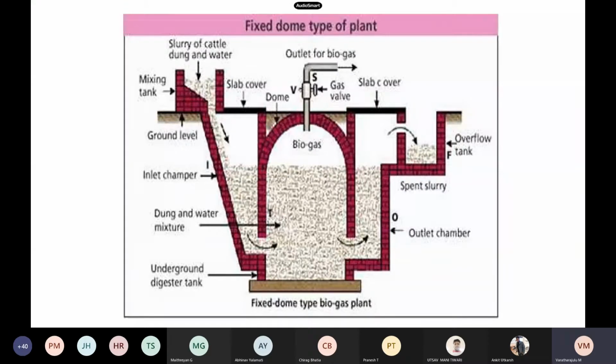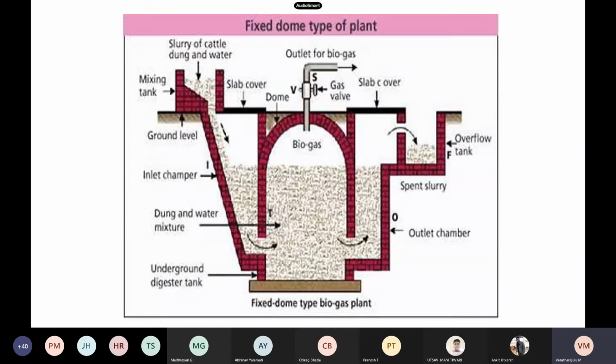See here, there won't be any mechanical devices for converting the energy from one form to another. Here we are directly using this biogas for our cooking. It is used as a fuel for cooking, and that is how this layout works.